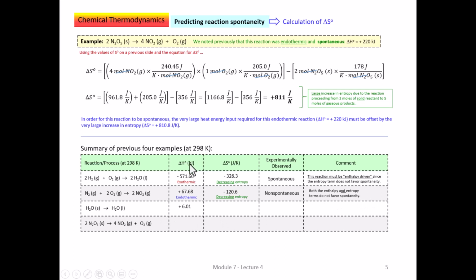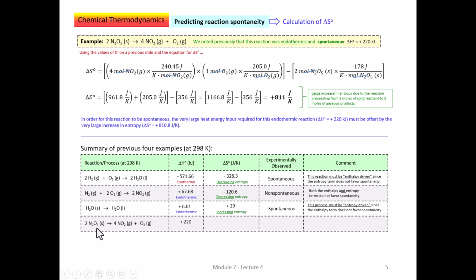How about the melting of ice to water? Well, it's endothermic. It absorbs heat from your hand if you're holding that ice cube. But the deltaS term is favorable. It's positive because you're creating disorder. We know this is spontaneous, so this process must be driven by the entropy change.